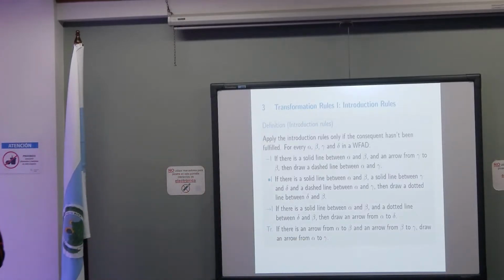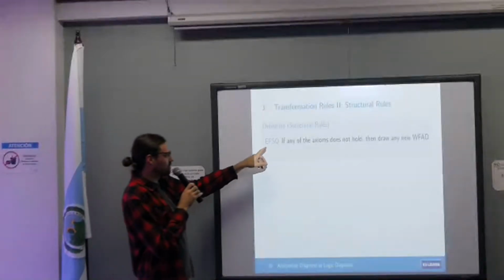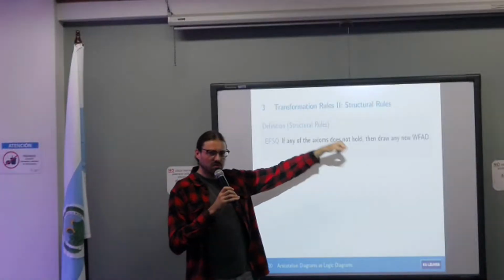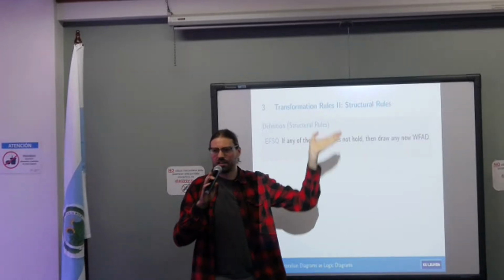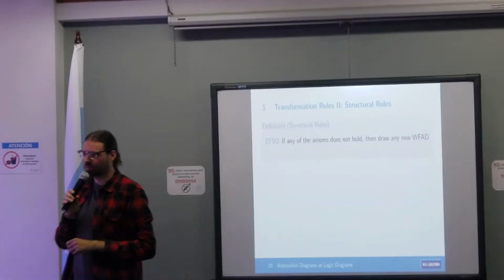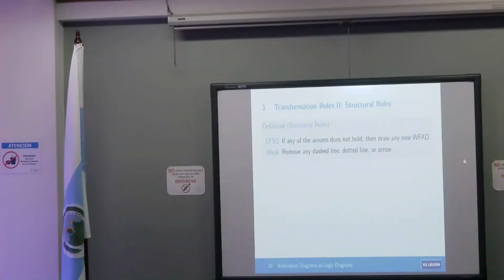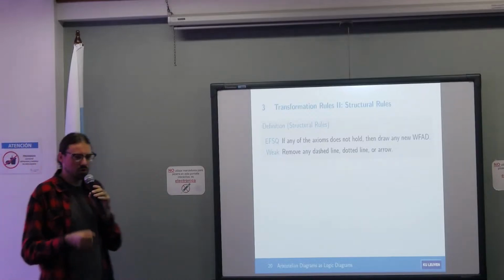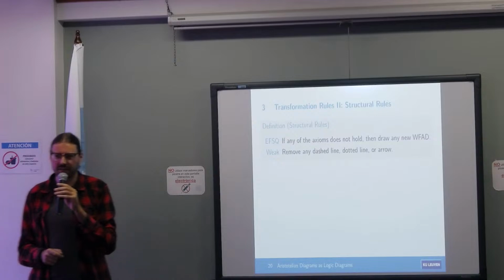Okay, let me illustrate this. Before I illustrate it, there's the expansive statement of Libet. If any of the axioms, remember that it's the four axioms, does not hold, then you're allowed to draw any well-formed Aristotelian diagram whatsoever. So if you've violated the axioms, then any other diagram follows. And finally, a weakening rule. So you are allowed to remove any dashed line, dotted line, or arrow from the diagram.